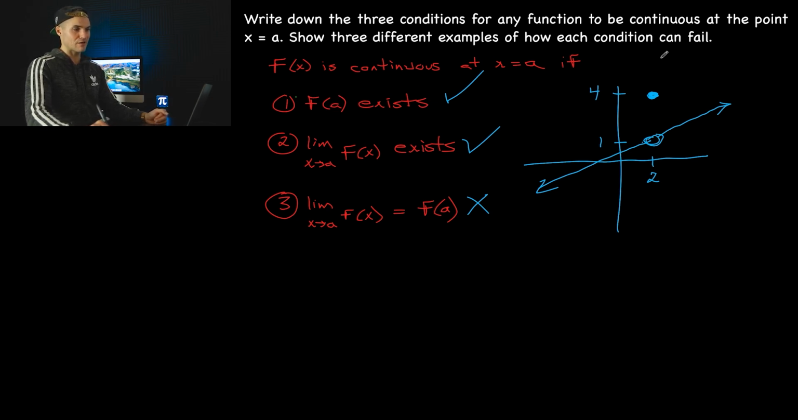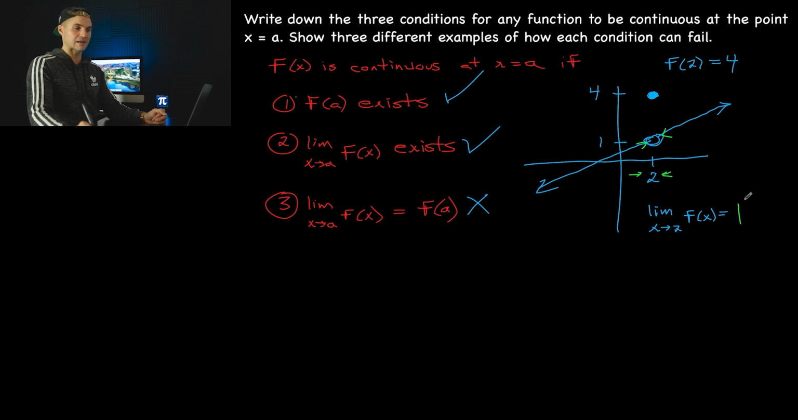So notice that f of 2 does exist, right? F of 2 is equal to 4 at this solid dot. Notice that the limit as x approaches 2 of this function does exist as well, because as we approach this x value of 2 from both sides, we're approaching the same y value of 1, right? So the limit exists in this case. So condition 1 passes, condition 2 passes.